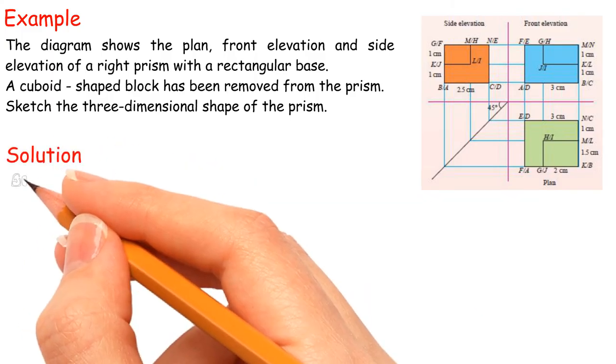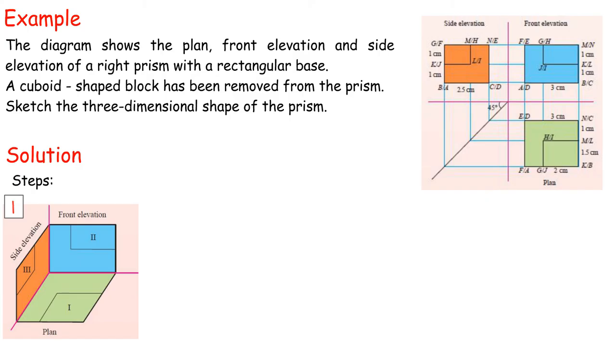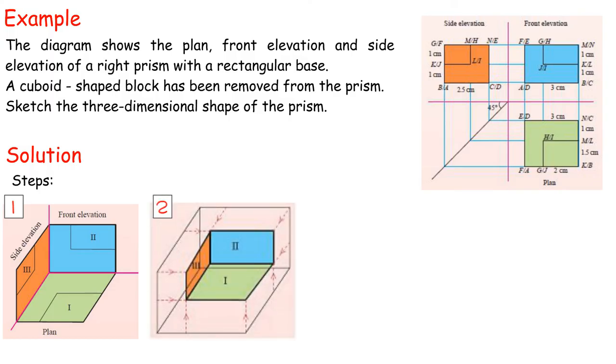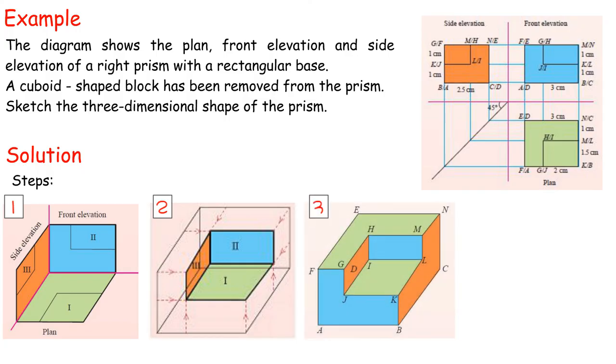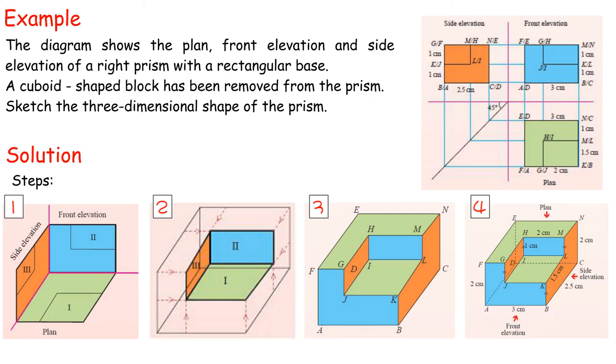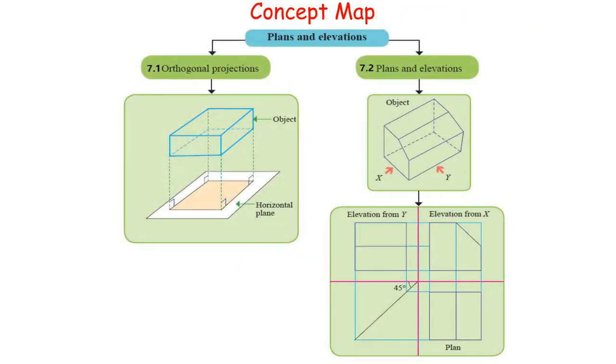Step 1. Sketch the three orthogonal projections given on the planes using the measurements given. Surfaces marked 1, 2, 3 are surfaces of the cuboid block. Step 2. Project the surfaces 1, 2, 3 so that they meet as shown in the diagram below. Step 3. Sketch the object and label the vertices with the letters in the orthogonal projections, using the color as the guide. Step 4. Complete the sketched object by labeling the length of sides. Lastly, the Chapter 7 concept map is shown as below.